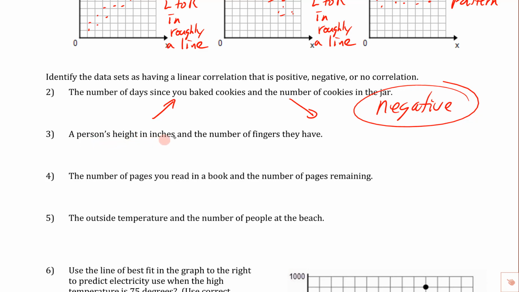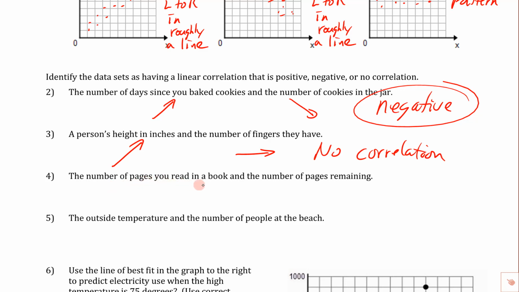A person's height in inches and the number of fingers they have. All right, so as a person's height goes up, what should happen to the number of fingers that they have? Well, I'm hoping that no matter what size you are, old, young, whatever, the number of fingers you have is going to stay exactly the same. So there's going to be no correlation here. So no correlation. No correlation there whatsoever.